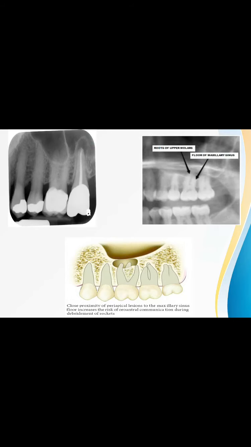These are the radiograph and picture showing close proximity of periapical lesion to the maxillary sinus floor, which increases the risk of oroantral communication during debridement of socket. In the first case, the roots of molars are in very close proximity to the floor of sinus.